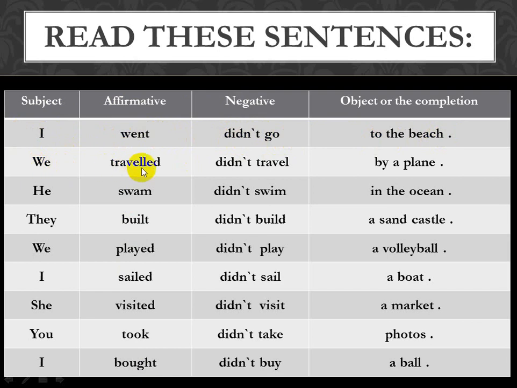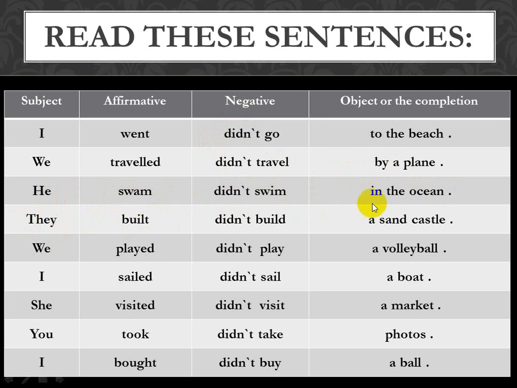We traveled by plane. Affirmative. Negative: we didn't travel by plane. He swam in the ocean. In the negative, you say he didn't swim, not swam, in the ocean.